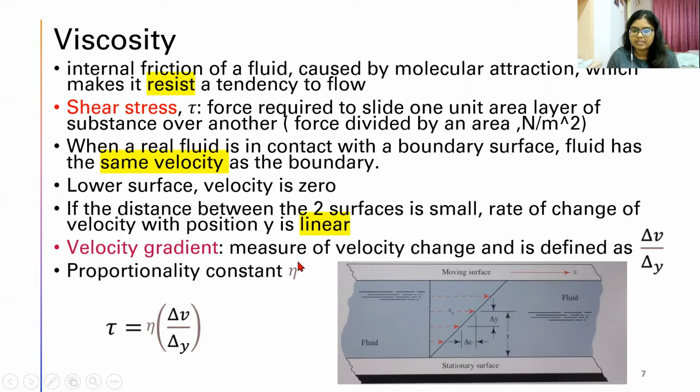Velocity gradient is the measure of velocity change and it is defined as delta v over delta y. And the proportionality constant is the Greek letter eta, which means dynamic viscosity. So that gives us the overall formula: tau equals eta times delta v over delta y. Velocity gradient is also known as the shear rate.